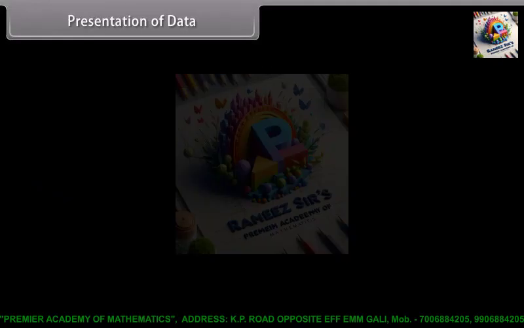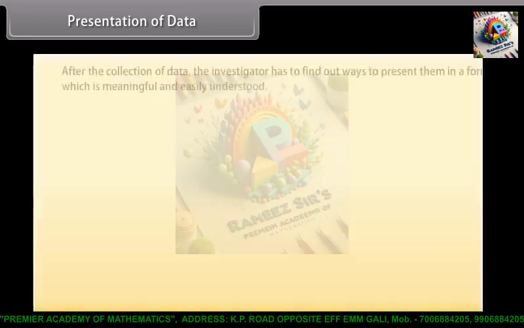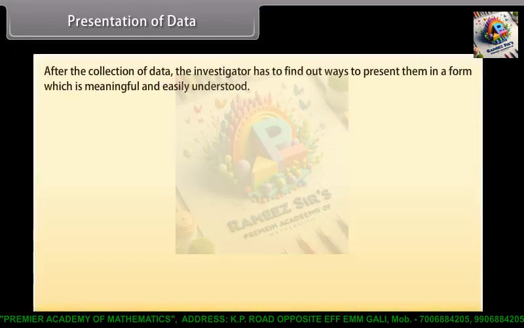Presentation of data. After the collection of data, the investigator has to find out ways to present them in a form which is meaningful and easily understood. Let us now go through some examples which show us the various ways of presenting the data.